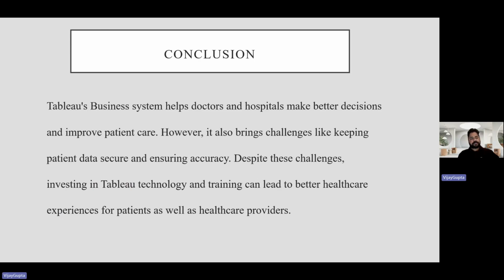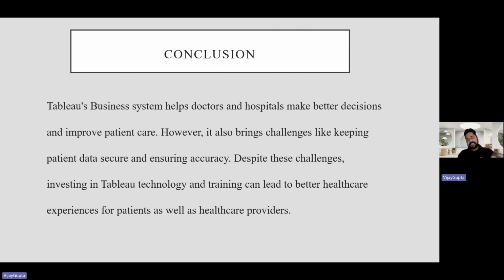And last is the conclusion. Tableau business system helps doctors, medical experts and medical service providers for better operation and better function. It is a boon for medical staff as well as the people. We know there are chances of data theft or quality issues, because only when accurate information is entered can we generate an accurate report.